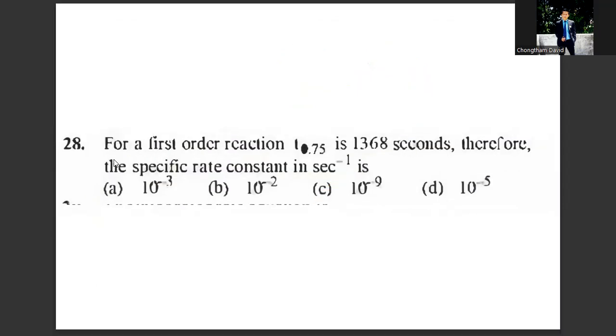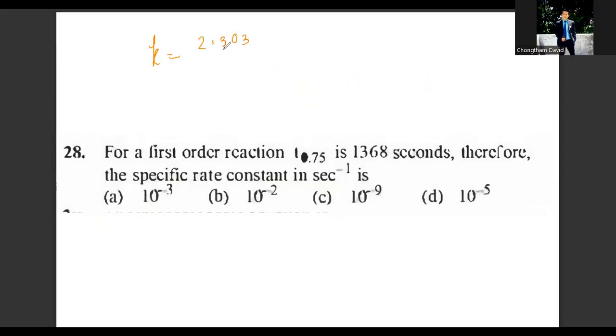Moving on to 28. For a first order reaction, the 0.75 life is 1386 seconds. Therefore, the specific rate constant in second inverse is? So how would you account for this question? The rate constant K equals 2.303 divided by the time, 1386, times log of initial by final, which is 100 by 25. On solving, you have 4, right? So 4 into 2.303 divided by 1386 is approximately 10 to the power minus 3.